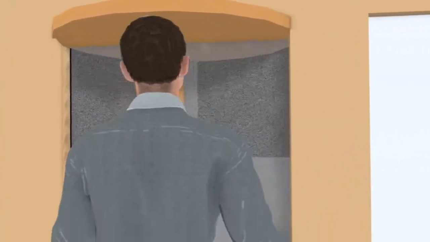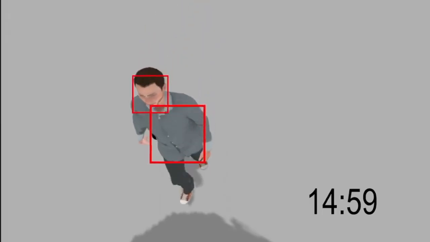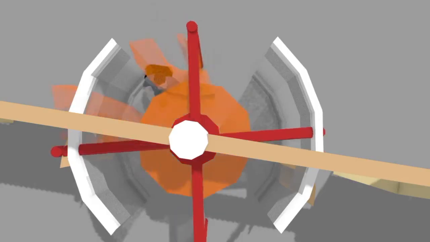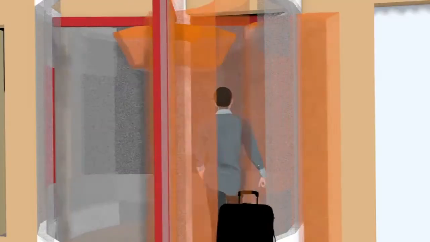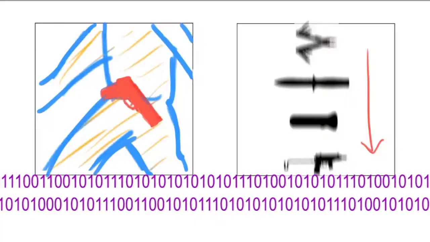We now have a solution to screen every single person who enters the airport. Our system is non-intrusive, stealthy, and cost-effective. People do not know they are being scanned. It includes facial recognition and hidden object identification.